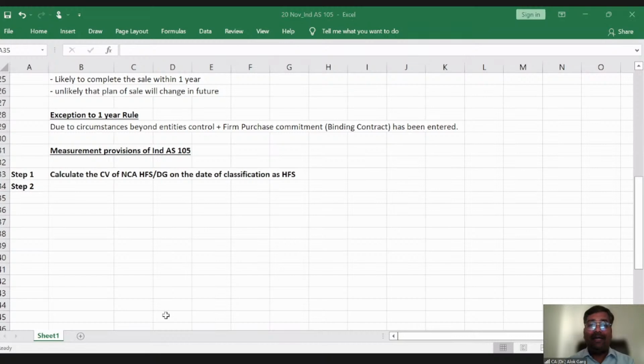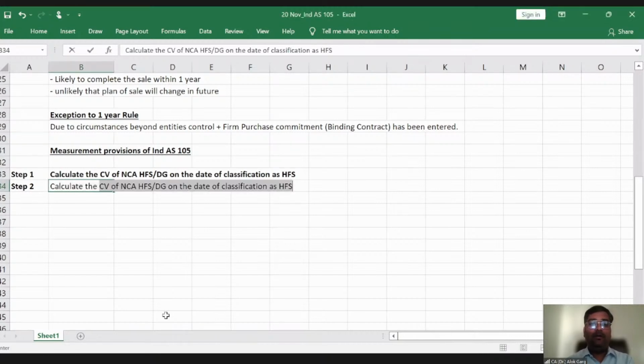Compute or calculate the fair value less cost to sell. Calculate the fair value less cost to sell on the date of classification as held for sale. Right? Step number three.